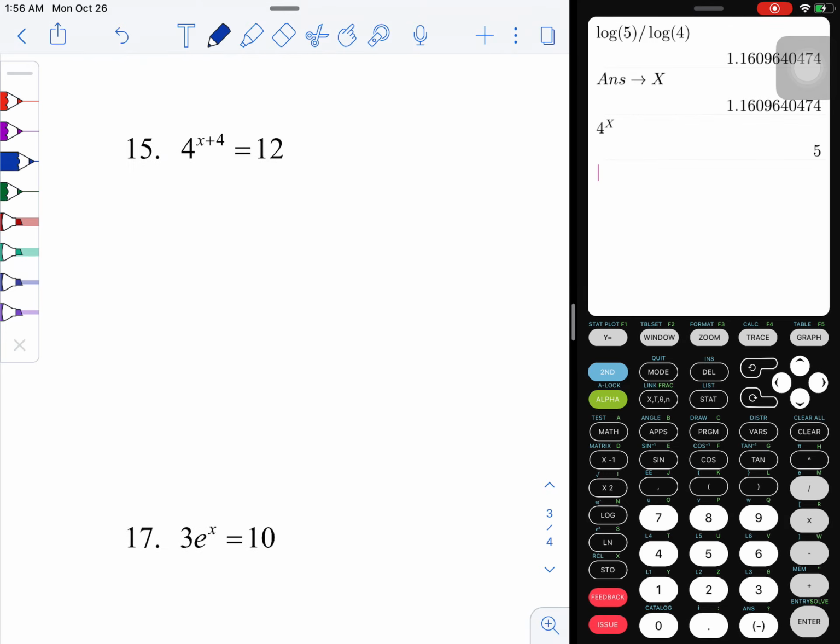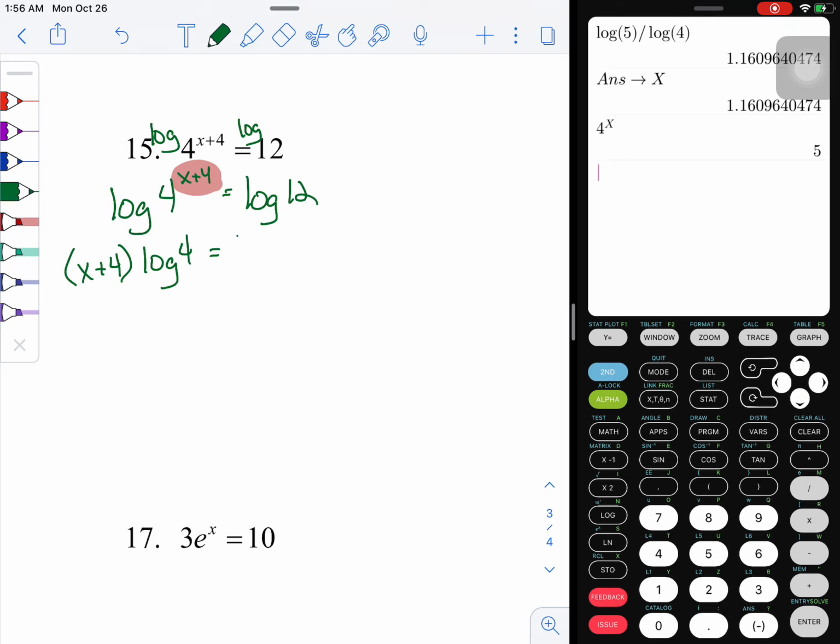So problem number 15. Again, we have 4 and 12 here as our bases. I have no idea how to make 4 and 12 be a like base, so I'm just going to go ahead and apply my log to both sides. So log and log. This is going to turn into log of 4 to the x plus 4 power is equal to log of 12. I'm going to take this exponent and fly it in front as a coefficient. But you'll notice I'm using parentheses there because the whole thing is the coefficient.